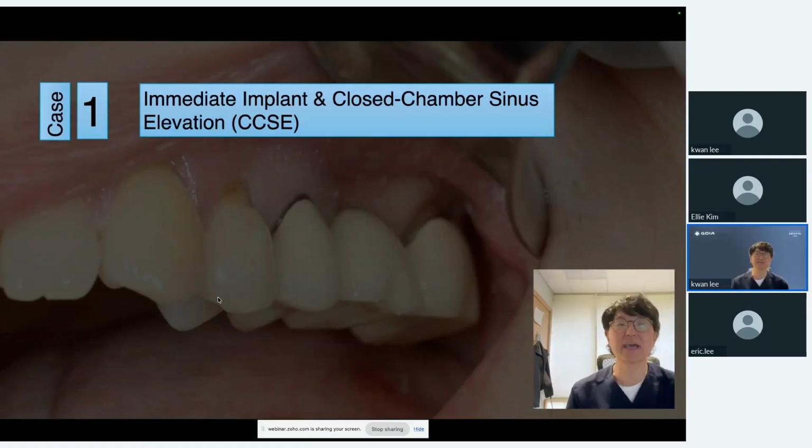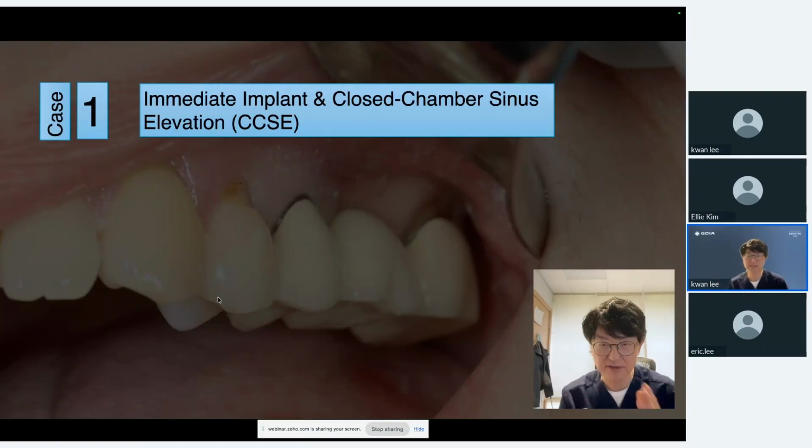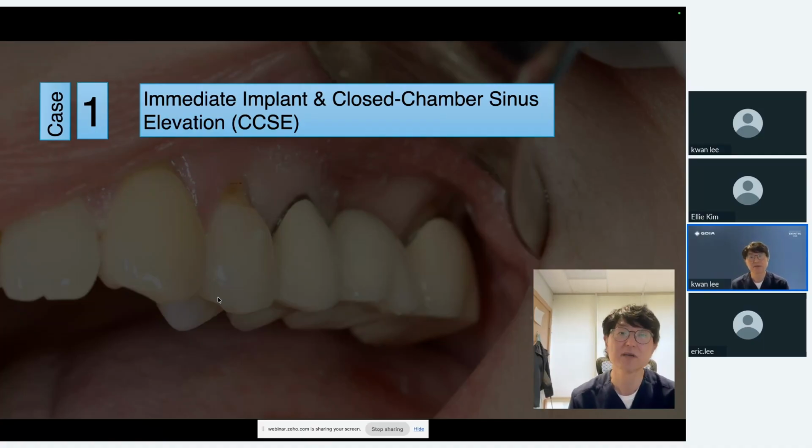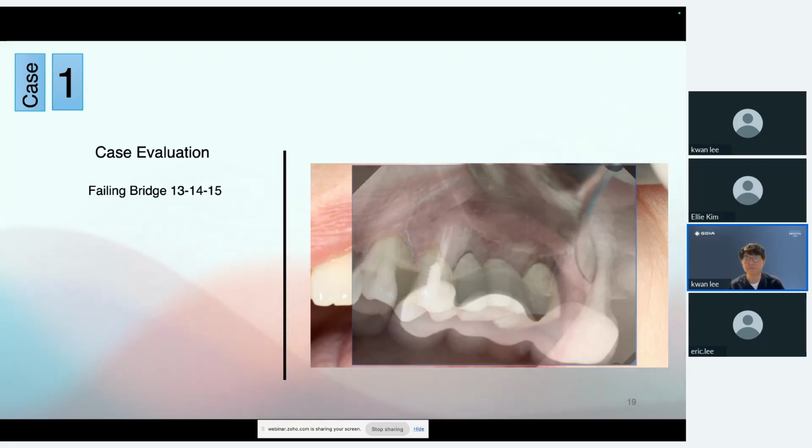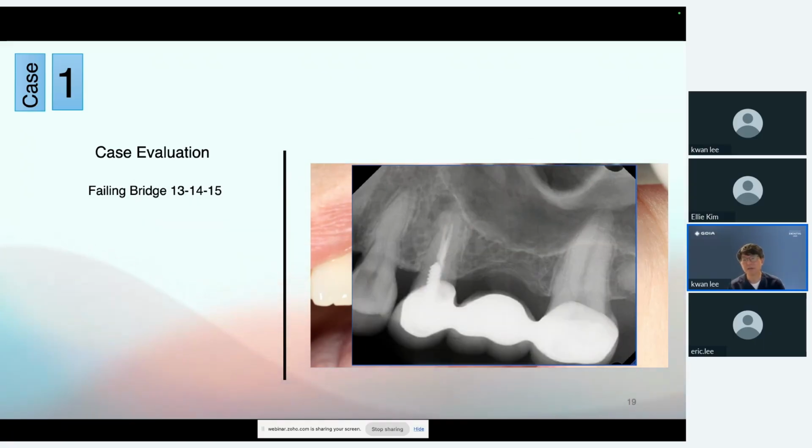Okay, so this is the case. I want you to immerse yourself. This is actually your patient. This is an immediate implant case with closed chamber sinus elevation. The patient comes to your office. She has a failing traditional bridge on 13, 14, 15. This is the X-ray. Tooth number 13 already has a root canal, and there's a periapical abscess on tooth number 13. And this bridge is loose.